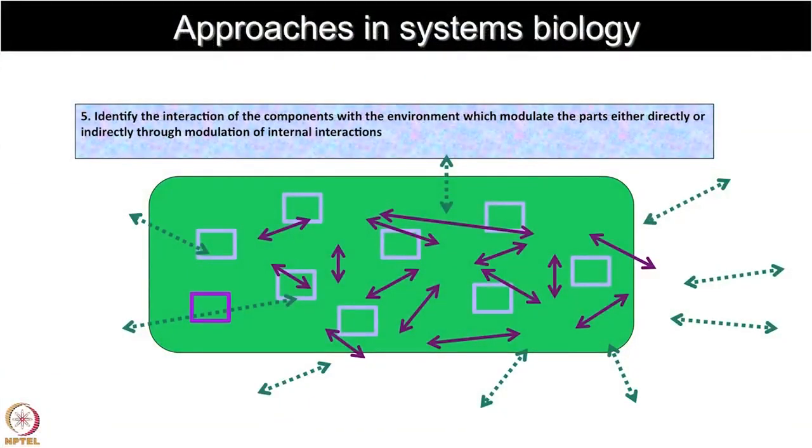So, what are the approaches of systems biology? The system is an entity which maintains its existence through mutual interaction of its constituent parts. You can see on the slide that system research consists of first identification of the parts, then characterization of these components, excluding the ones which are not part of a system, and then identifying the interaction of the components with each other. Finally, we are looking at the interaction of these components with the environment, which modulates the parts either directly or indirectly through modulation of these internal interactions.